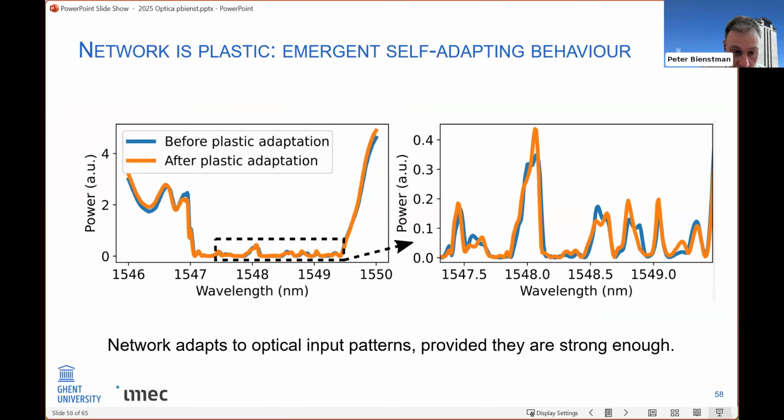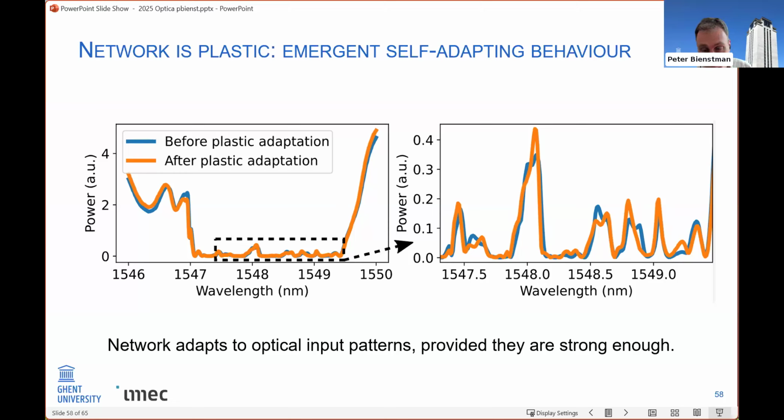First question is, does something actually change if we send in different input signals through this chip? And indeed, if you look at the spectrum, if you zoom in here, you see some changes in the transmission characteristics. So you see indeed something happening. It looks very subtle, but the change is definitely there. So at least this tells us that the network is plastic and it can adapt to the types of input that you send in.